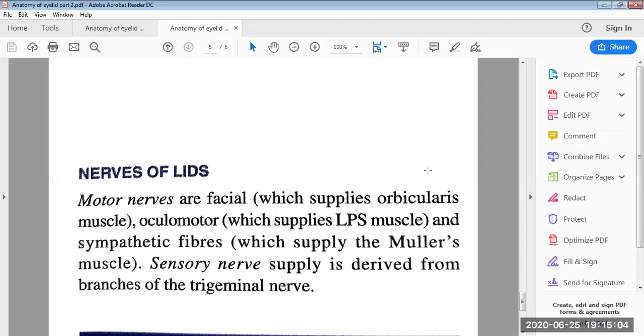Then the sensory nerve supply is derived from the branches of the trigeminal nerve, which is the fifth cranial nerve. So here completes our anatomy of the eyelid. We have already discussed the layers of eyelids, the glands of eyelids, the blood supply, nerve supply, and lymphatics. In the next session, we will discuss the diseases of the eyelid.